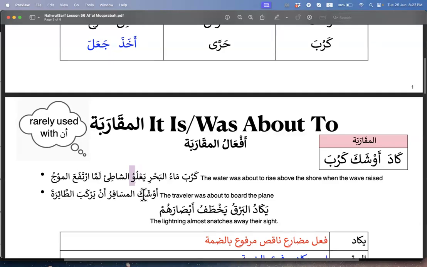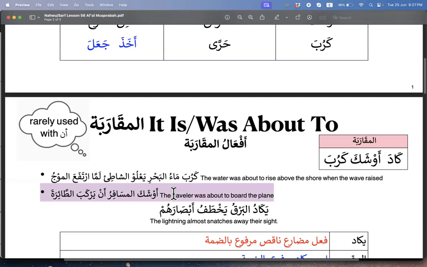We already have the ism of karuba, so this will be khabar, exactly, khabar of karuba. So this will be fi mahalli nasab. This one is just basically kind of short, which we will do later on, inshallah. This is when the mauju is wave, when the wave rises. So the sea water was about to rise above the shore when the wave rose. Good.